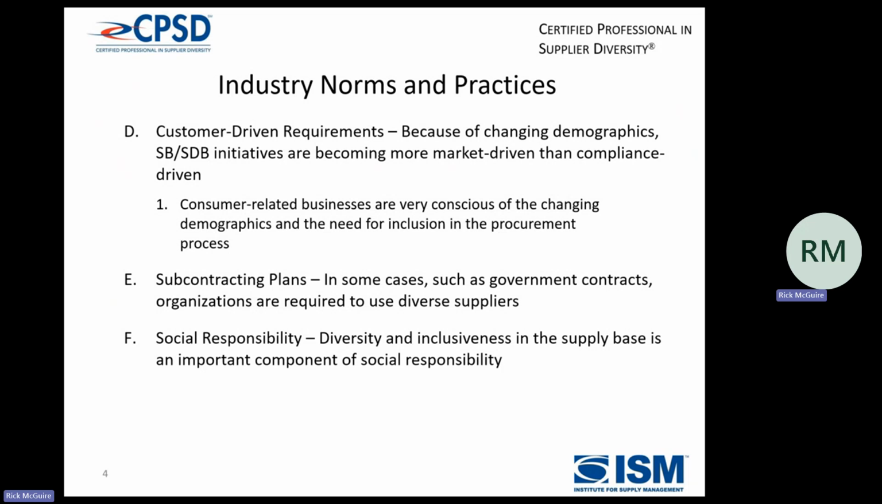Subcontracting plans. In some cases, such as government contracts, organizations are required to use diverse suppliers. And social responsibility: diversity and inclusiveness in the supply base is an important component of social responsibility.